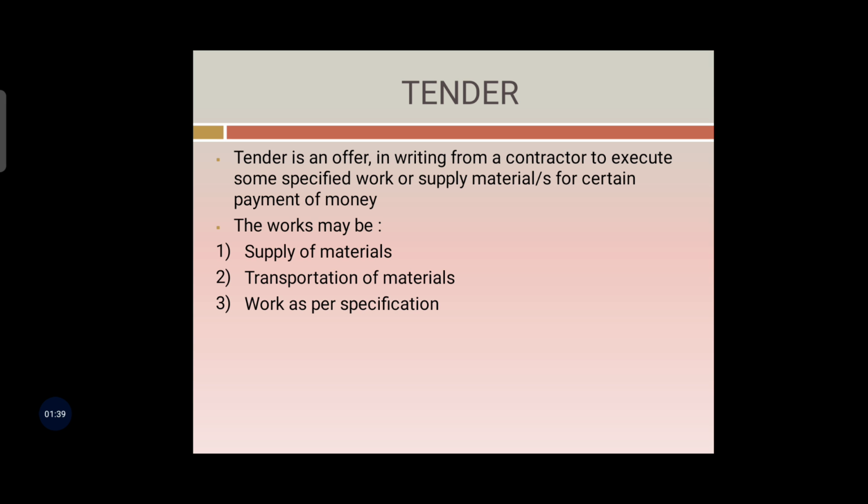First, tender. So what exactly is a tender? A tender is an offer in writing from a contractor to execute some specified work or supply of material for a certain payment of money. First, the tender has to be written. It is a written offer. The contractor offers to execute the specified work or supply of material for a certain payment of money. That is your tender.